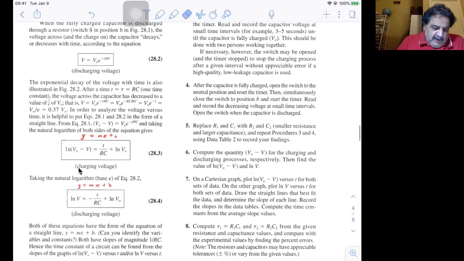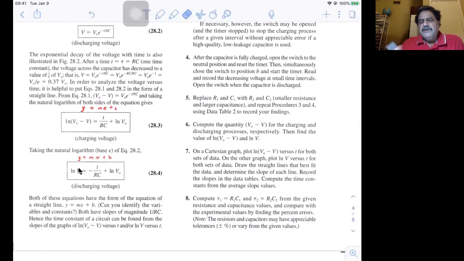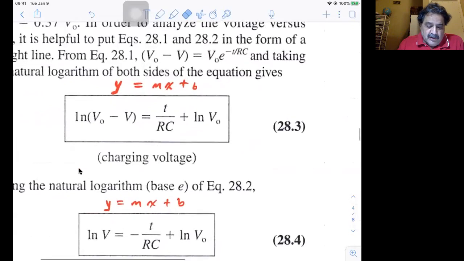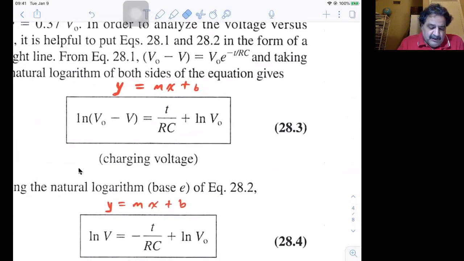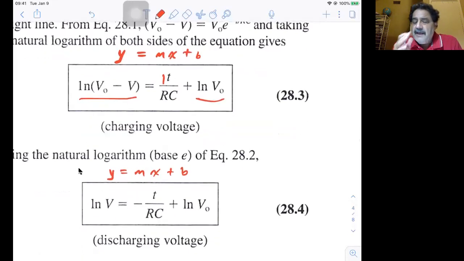Now we're going to look at some data, and we're going to plot it. And when you plot it, we're often looking at the slope, and the slope is of the form y equals mx plus b. So this is our y. This here is our mx, and this is our b. The slope m is 1 over RC. So when you plot your data and get a slope, the RC is the inverse of whatever you're getting.